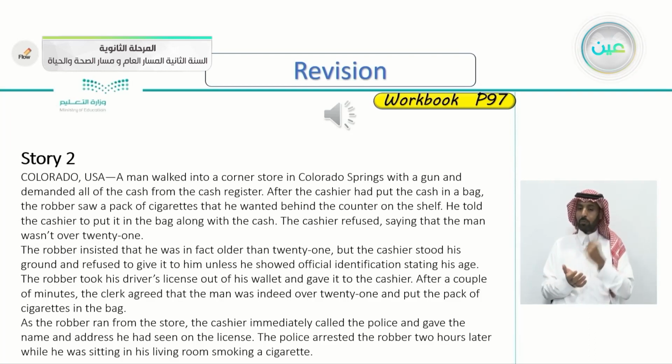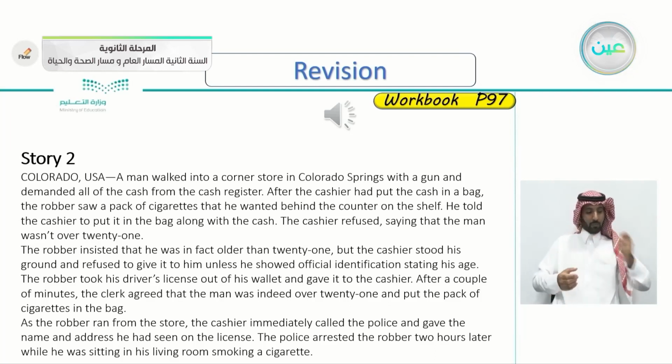The robber took his driver's license out of his wallet and gave it to the cashier. After a couple of minutes, the clerk agreed that the man was indeed over 21 and put the pack of cigarettes in the bag. As the robber ran from the store, the cashier immediately called the police and gave the name and address he had seen on the license. The police arrested the robber 2 hours later while he was sitting in his living room smoking a cigarette.